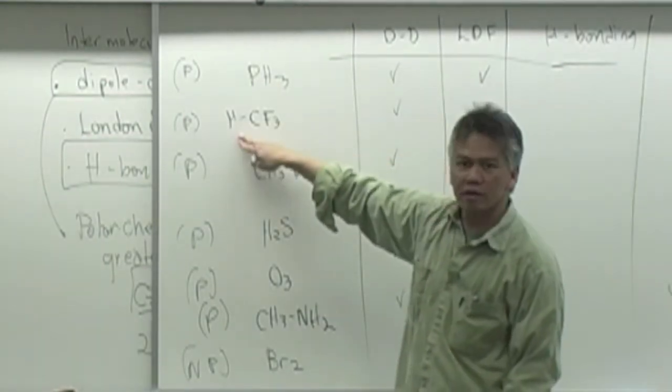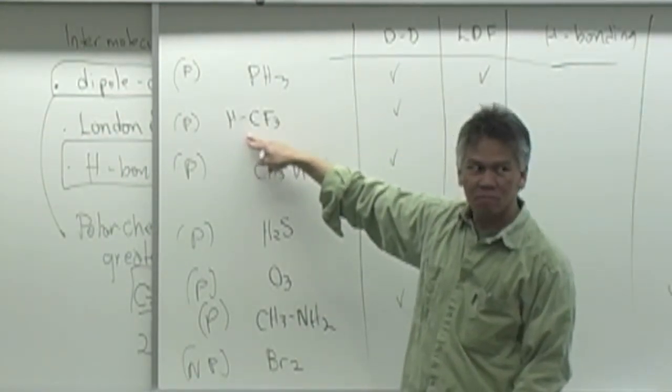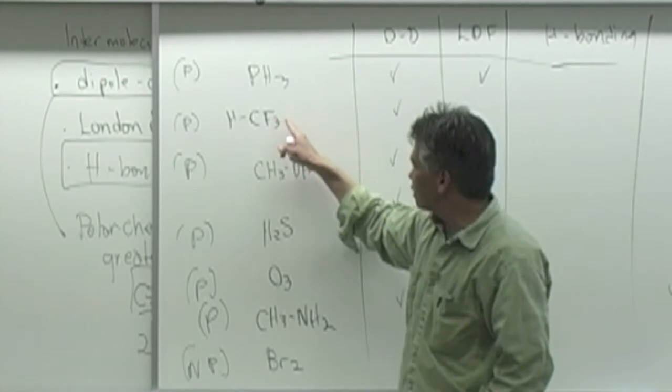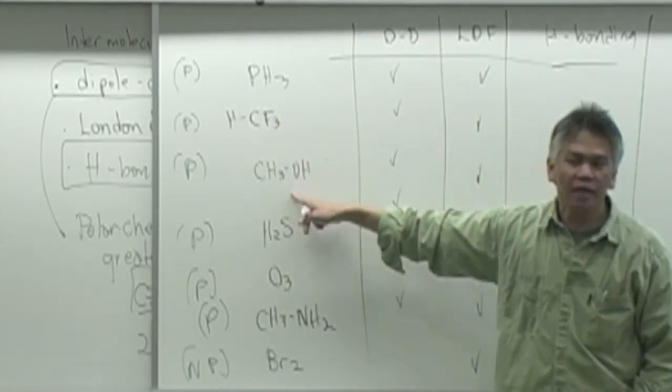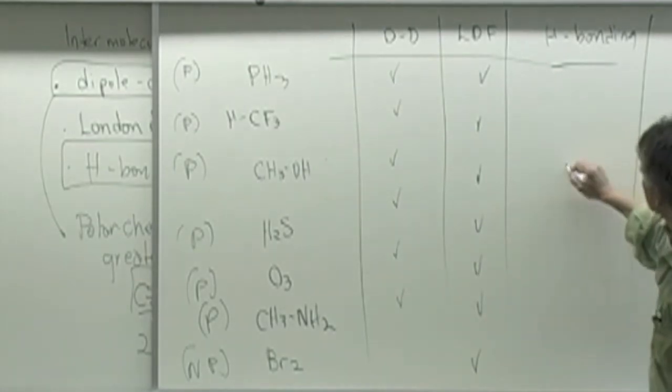How about the hydrogen here? Is that bonded to an electronegative element? No. Even though there's an electronegative element present, the hydrogen is not bonded to the fluorine. It's bonded to the carbon. So you don't have hydrogen bonding. It has to be bonded to the electronegative element, because the electronegative element steals those electrons away. The carbon's not going to do that. Only an electronegative element will do that. So this will not have hydrogen bonding. How about methanol? Yes, because the oxygen is bonded to the hydrogen. So we want to check that mark.